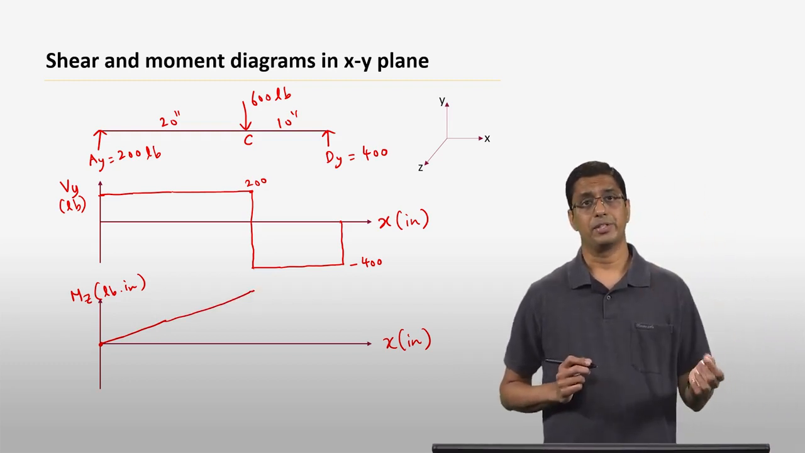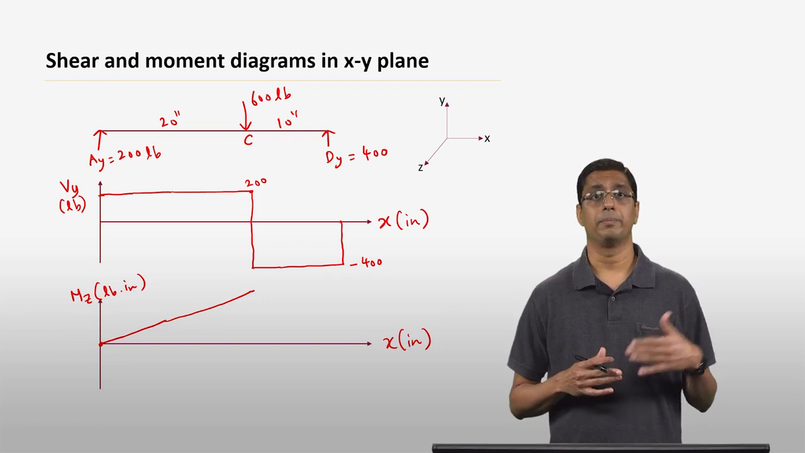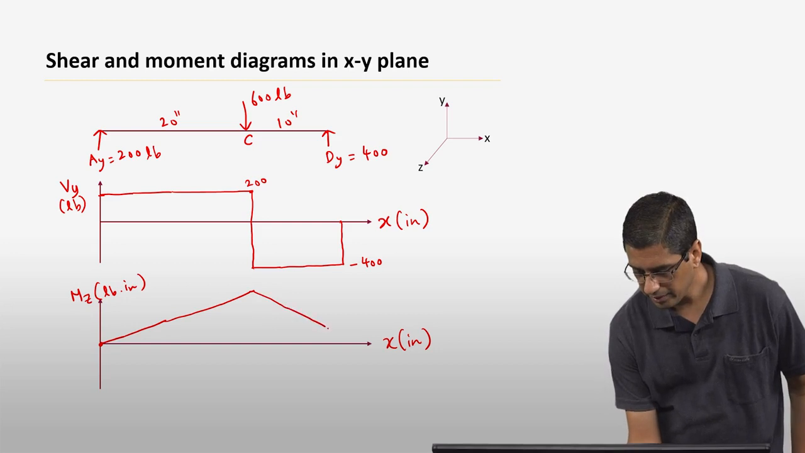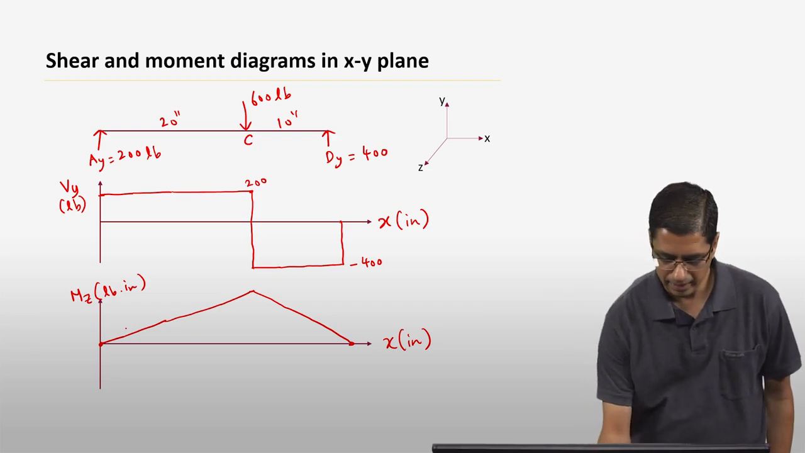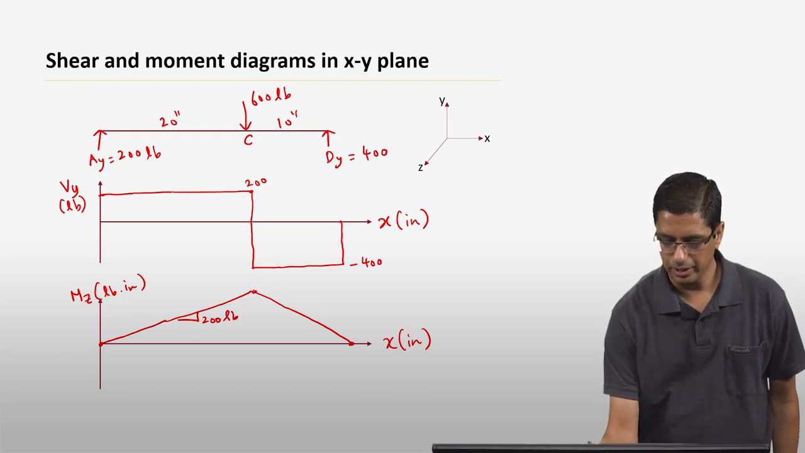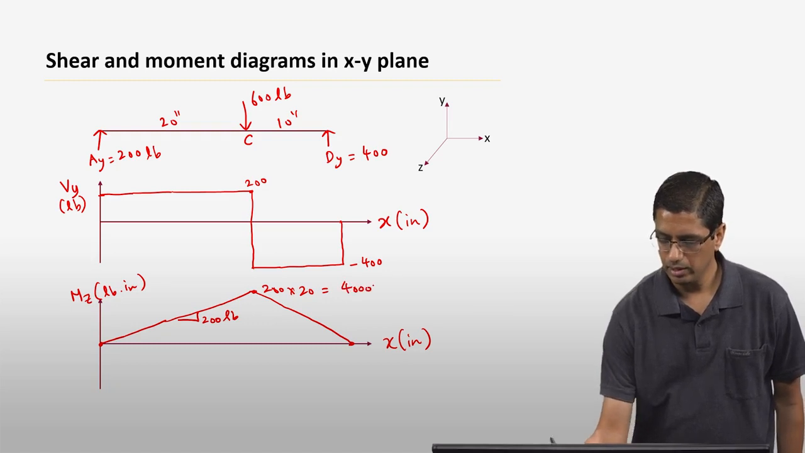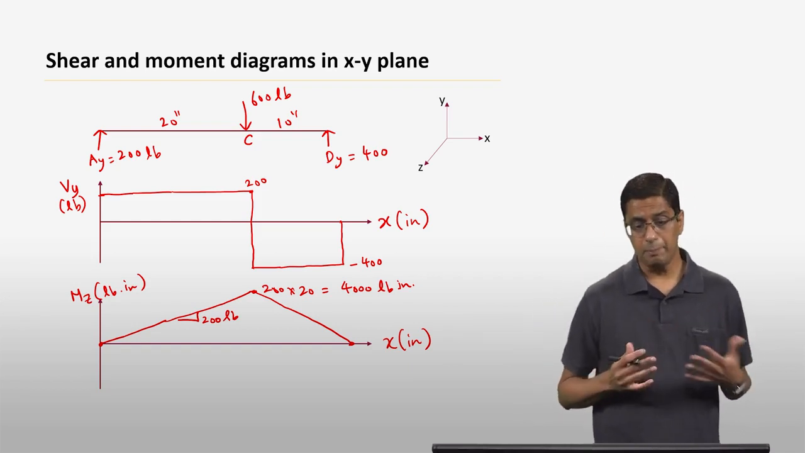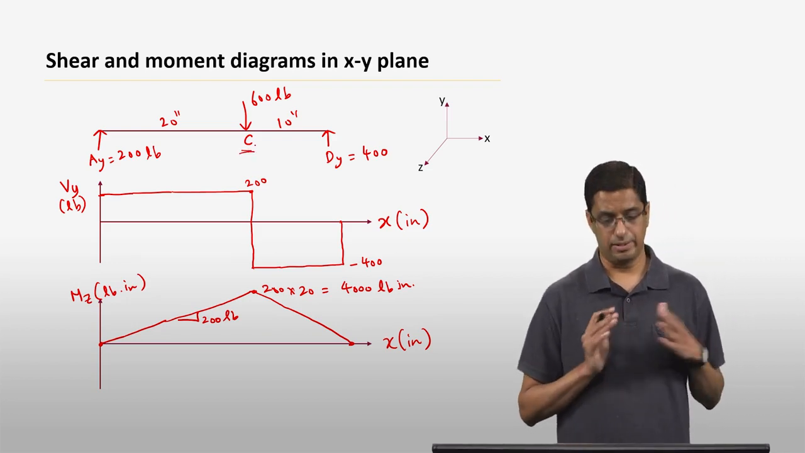And at point C, you essentially have a change in the shear, which means that the slope of the moment is going to change, and it's going to go from positive 200 to minus 400. So from this point on, it's going to go down, and down, till it reaches 0 at point D. So this is going to be 200 pounds here. That is the slope, which means that this is going to be 200 times 20, which is actually 4,000 pound inches. So that is your maximum Mz, and that occurs at point C. So that is where we are.